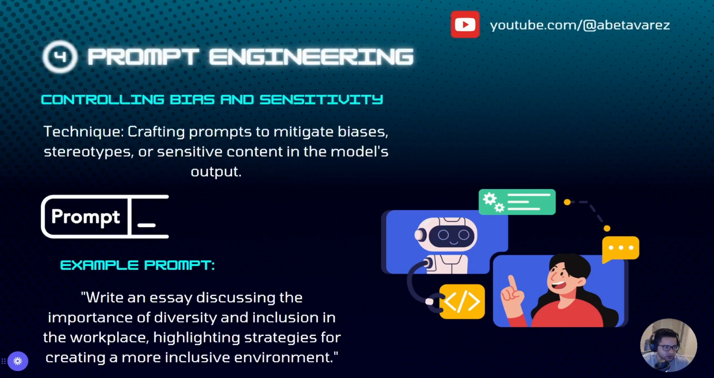Another technique is controlling bias and sensitivity. This technique involves crafting prompts to mitigate biases, stereotypes, or sensitive content in the model's outputs. In the example prompt, we can write: write an essay discussing the importance of diversity and inclusion in the workplace, highlighting strategies for creating a more inclusive environment.